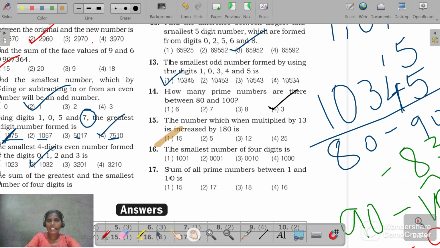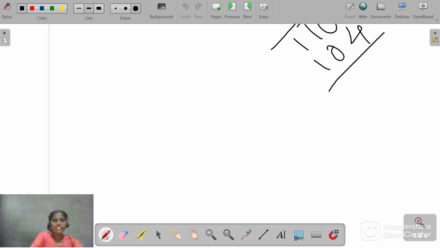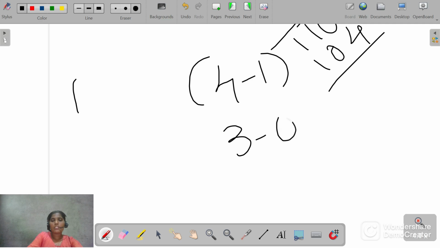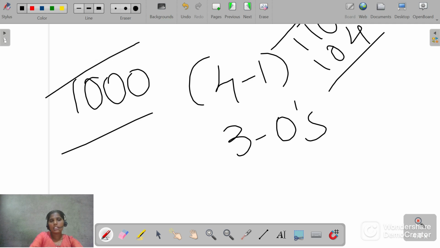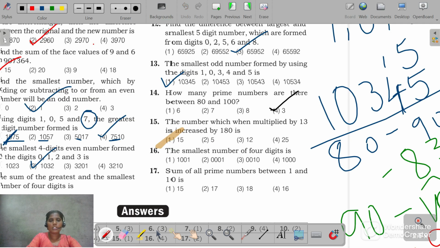The 16th question. They have just directly asked the smallest number of 4 digits. I have already said it. Write 1 first and you have to do 4 minus 1. It's 3. So there will be 3 zeros followed by 1. That is 1, 2 and 3. So this is the answer for this particular question, the smallest 4 digit number, that is 1,000.